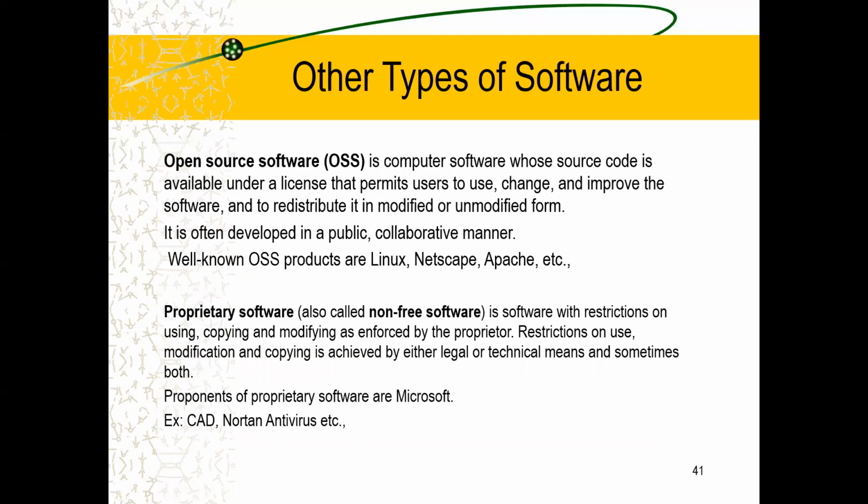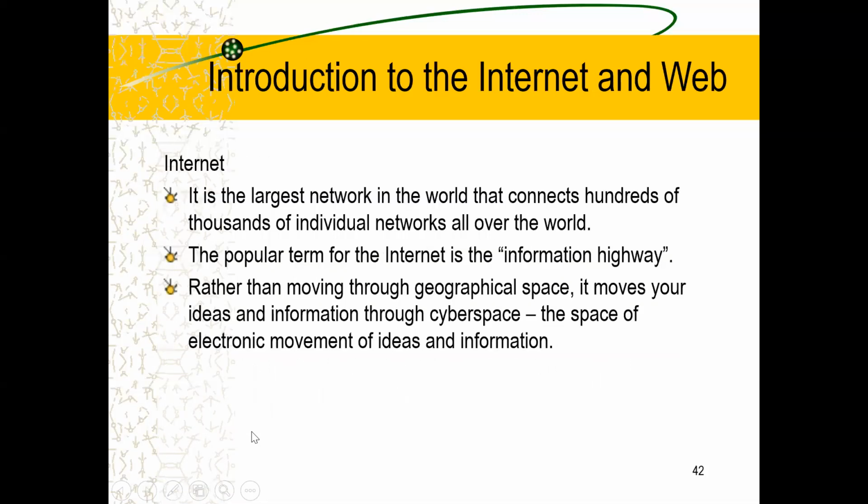Other types of software are open source software and proprietary software. Open source software is computer software whose source code is available under a license that permits users to use, change, and improve the software and to redistribute it in modified and unmodified form. Proprietary software is software with restrictions. So you can see the difference. Open source is available to users to use, change, and improve, whereas proprietary software comes with restrictions on using, copying, and modifying. An example is CAD, not an antivirus.